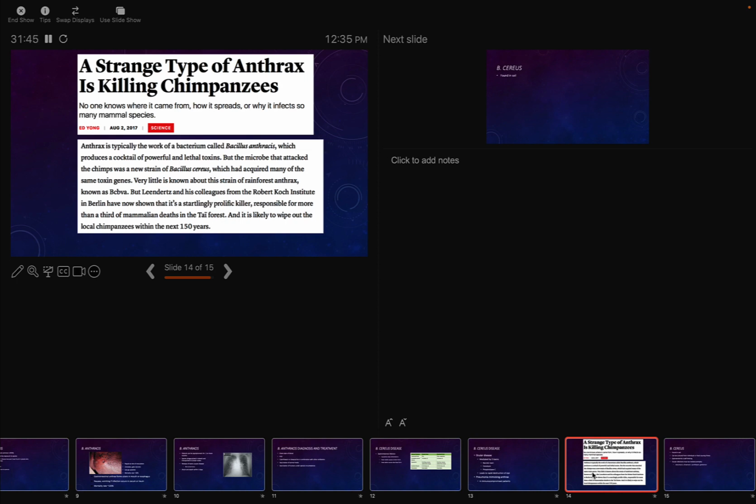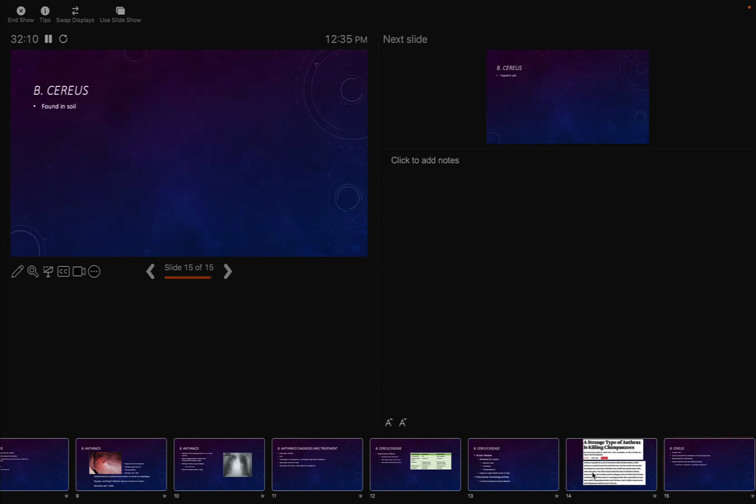Remember, these toxins are on plasmids. The toxin genes are on plasmids. Bacteria love to share their plasmids. So Bacillus cereus has some of the same toxin genes. They don't know exactly how, like when that happened, where they got them, but it's likely to wipe out a local chimpanzee population within the next 150 years or so. So it's just interesting, I thought, to think about.